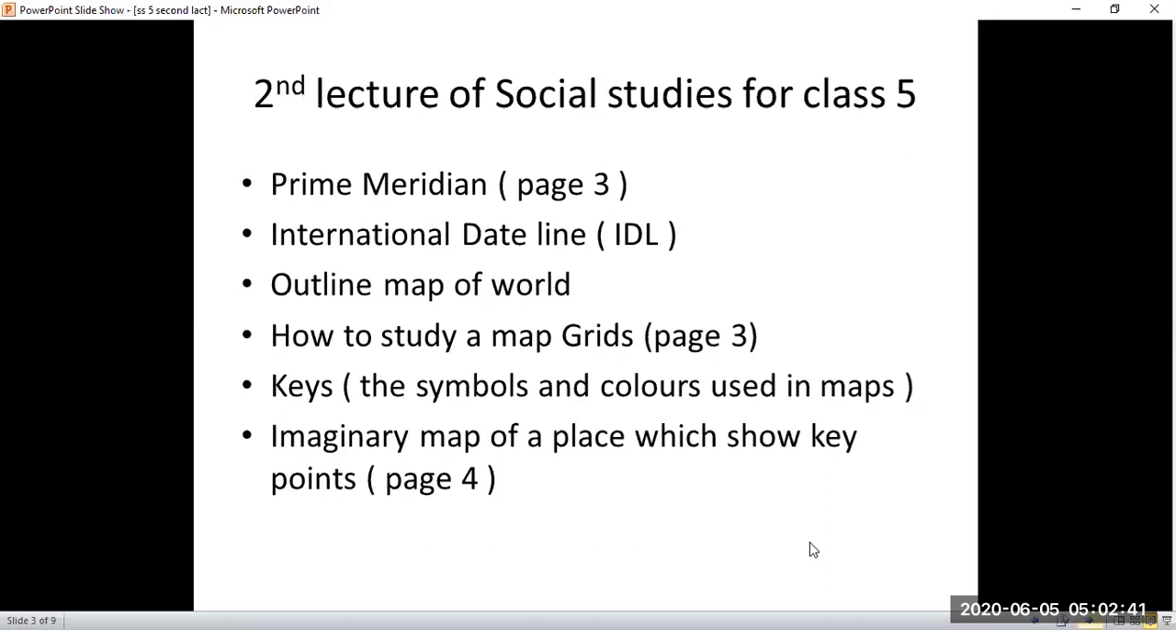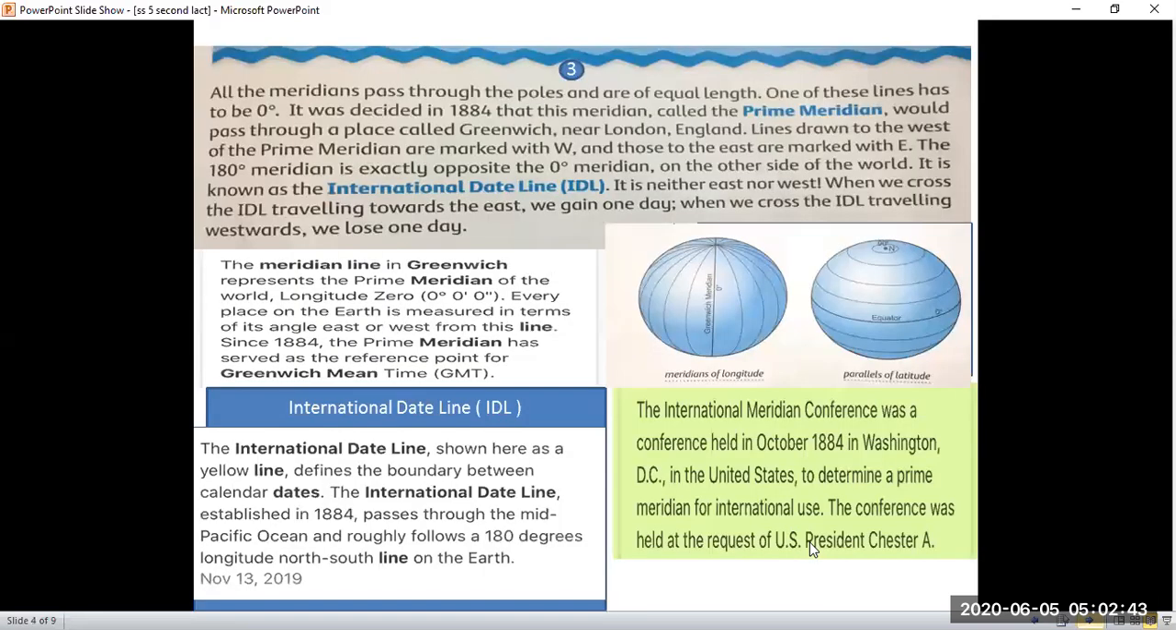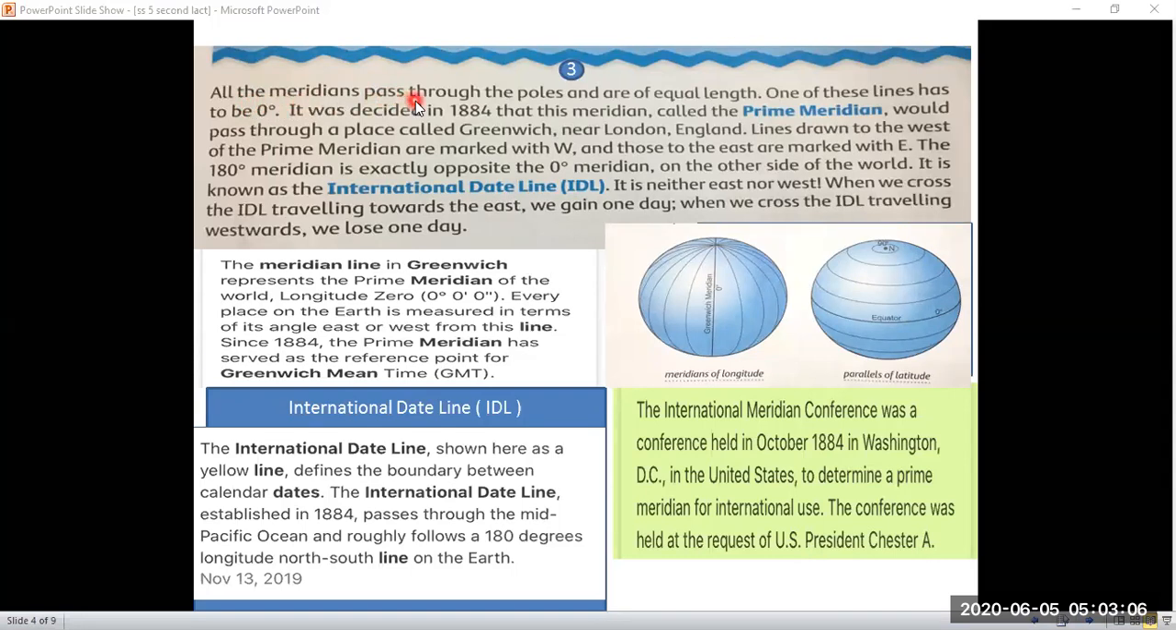So now here we are going to our class 5 social study book, page number 3. So as you know very well, from here, so here we are reading it. All the meridians pass through the poles and are of an equal length.